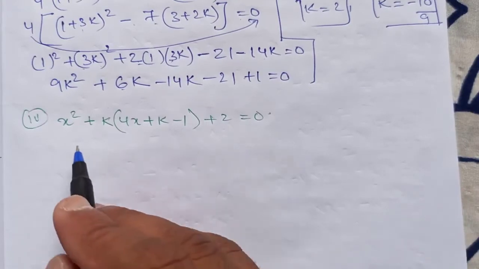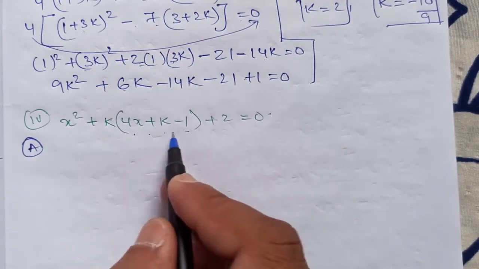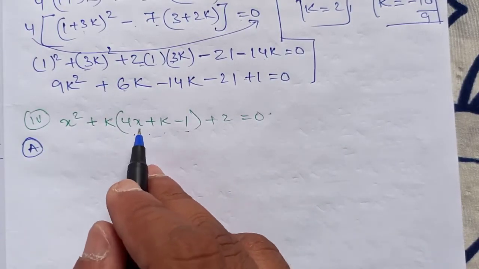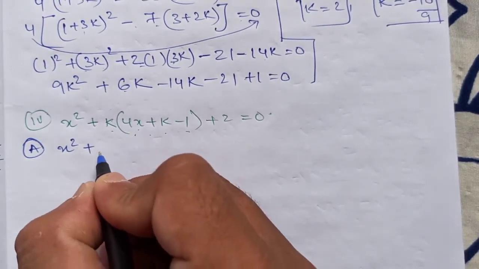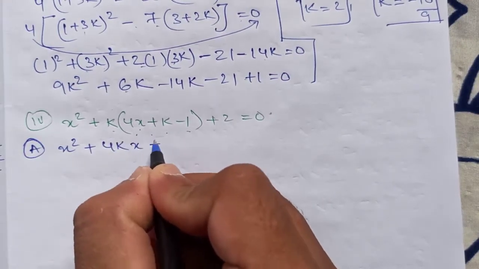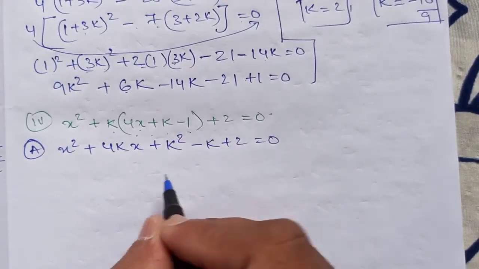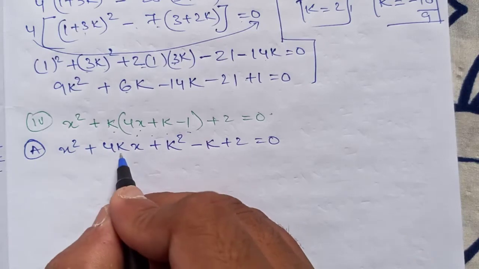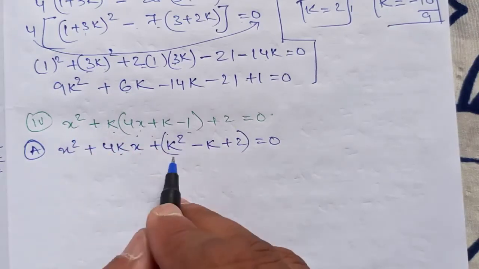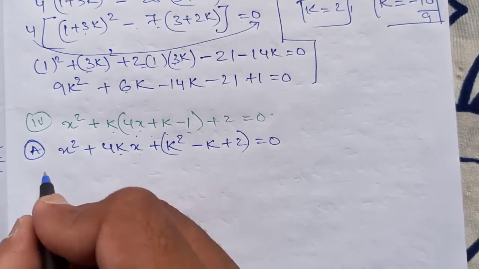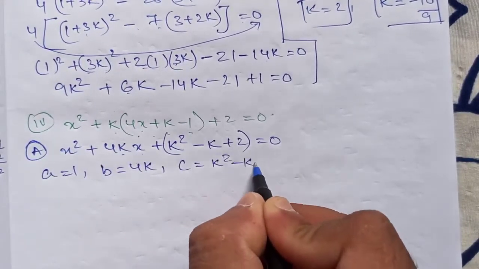Now fourth bit. Fourth bit is x square plus k(4x plus k minus 1) plus 2 equals to 0. This equation is not arranged in the standard form. First of all, you arrange the equation in standard form, then only you proceed for solving. X square plus multiply k inside, you will get 4kx plus k into k square minus k into 1k plus 2 equals to 0. Okay, so what is ax square? This is ax square, this is bx, this total term is c. Understood? After arranging the term in standard form, then only you try to solve the question. So a is 1, b is 4k, c is k square minus k plus 2.